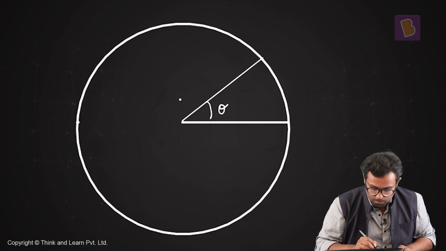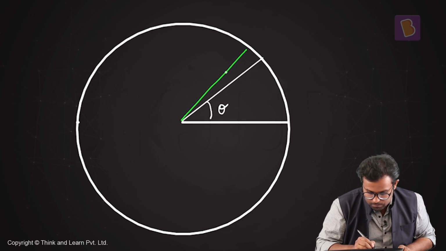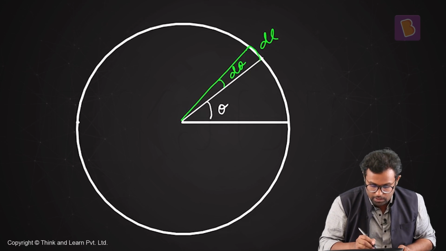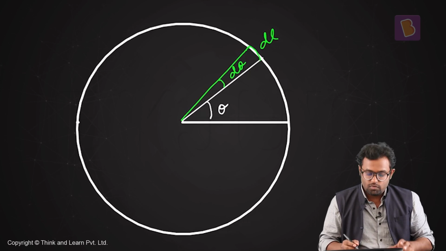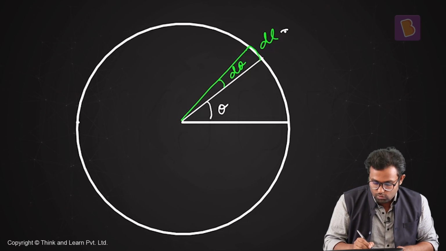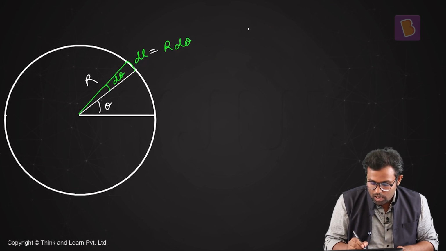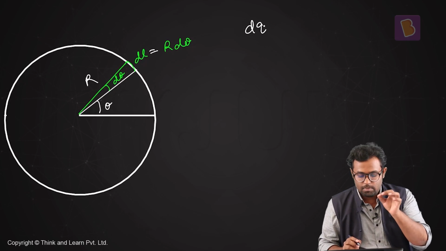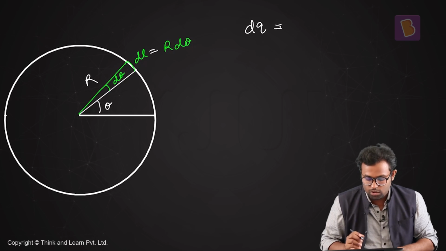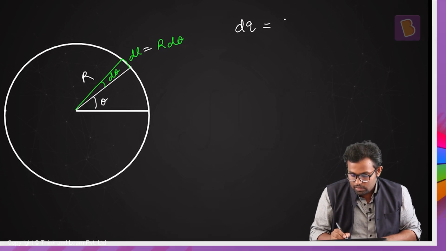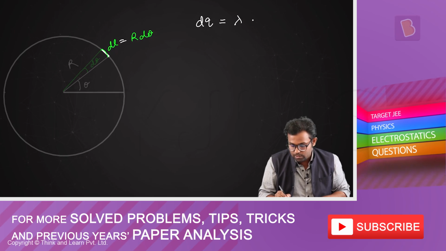I can do that. Let me take a small element here at some angle d theta, say dl. Now what will be the length of dl? If r is the radius, dl will be equal to r times d theta. And what will be the charge in that small element? The charge dq is equal to the linear charge density lambda times the length, which is dl.